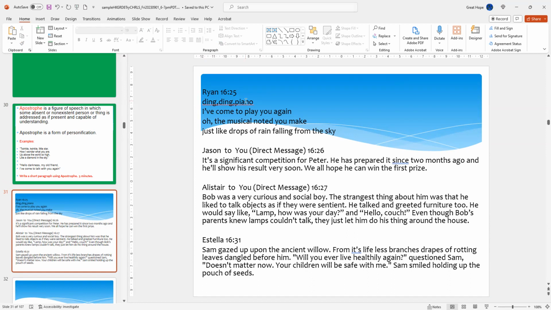The first one by Ryan. Ding ding piano. I've come to play you again. Oh, the musical note you make just like drops of rain falling from the sky.